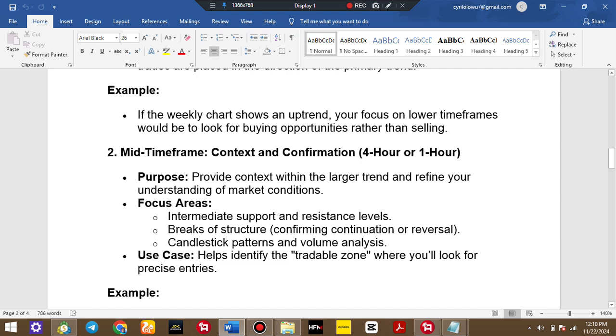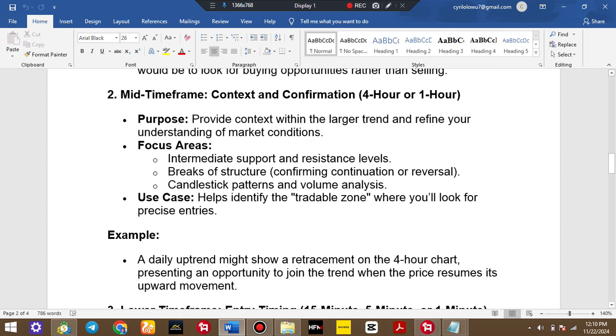Focus area: intermediate support and resistance levels, break of structure confirming continuation or reversal, candlestick pattern and volume analysis. Now, for you to get all this, watch my video on market structure and liquidity. When you understand this concept very well, that will enable you to also determine your entry. Use case: it helps to identify tradable zones where you will look for precise entries.